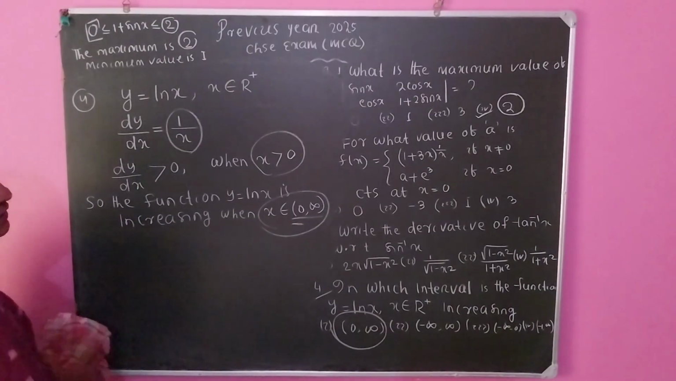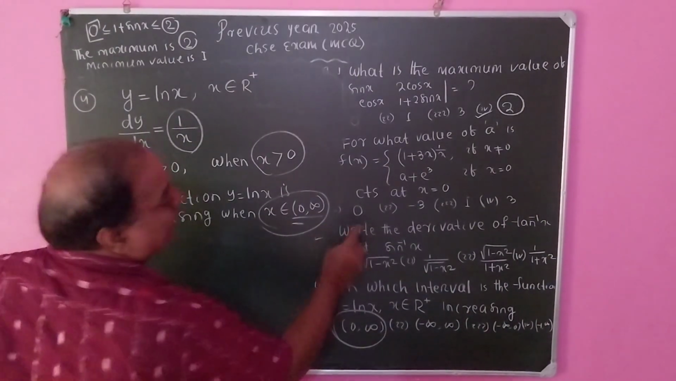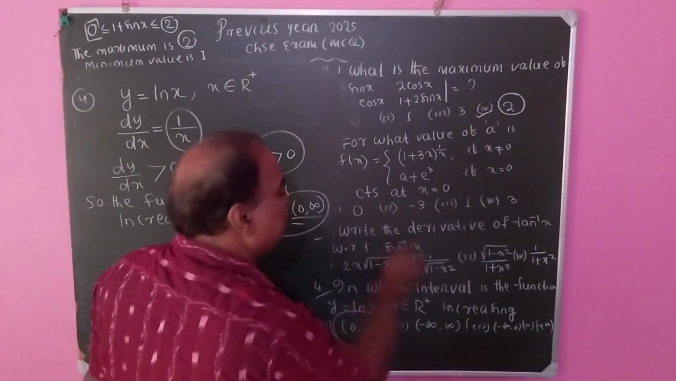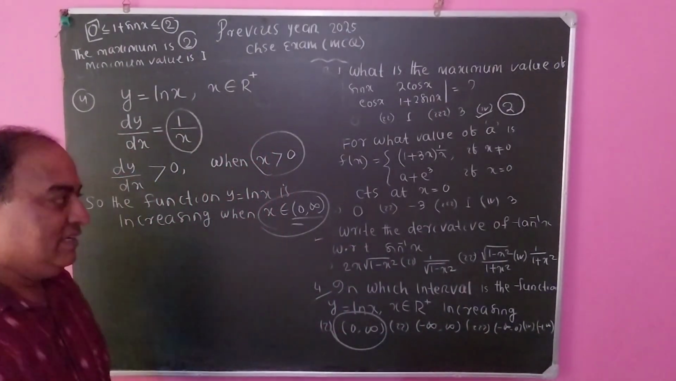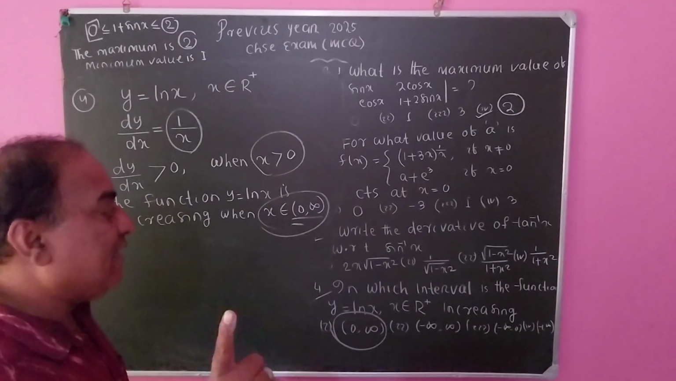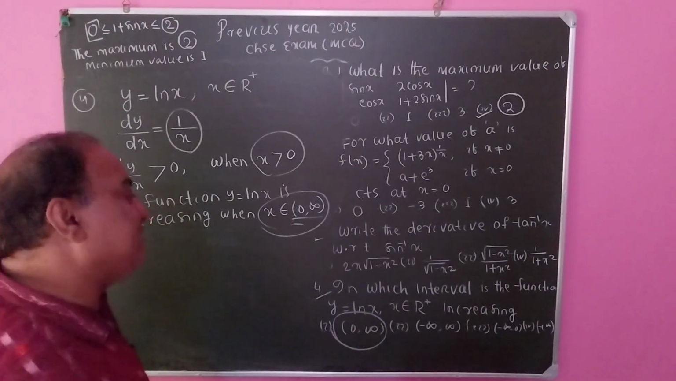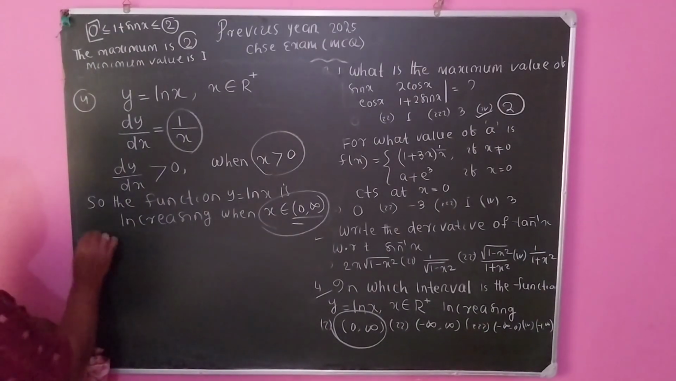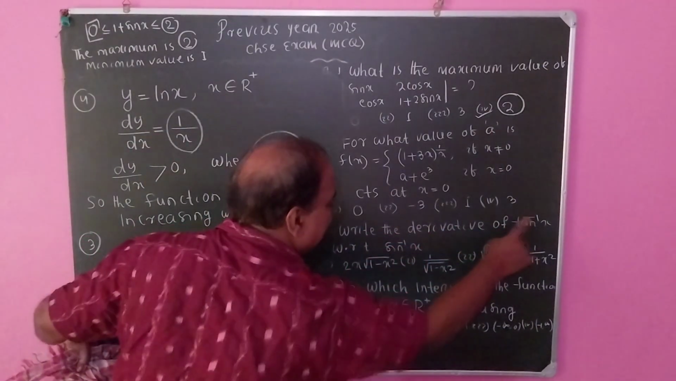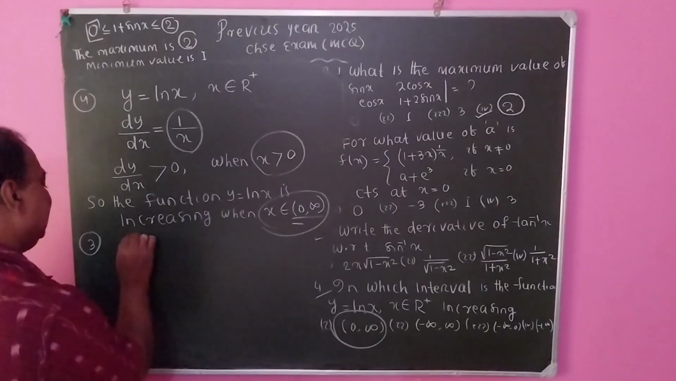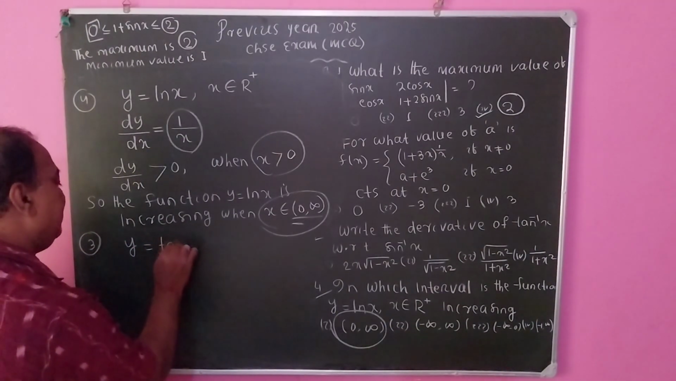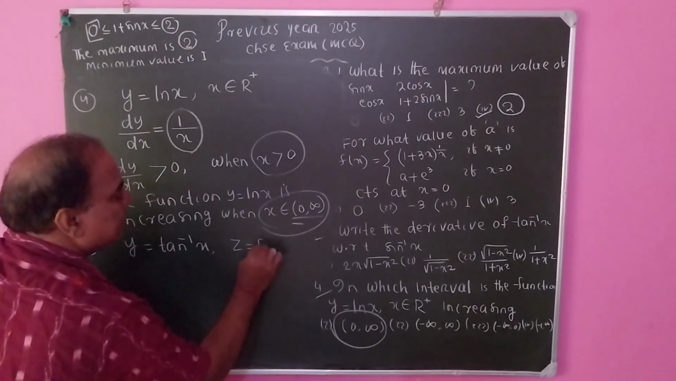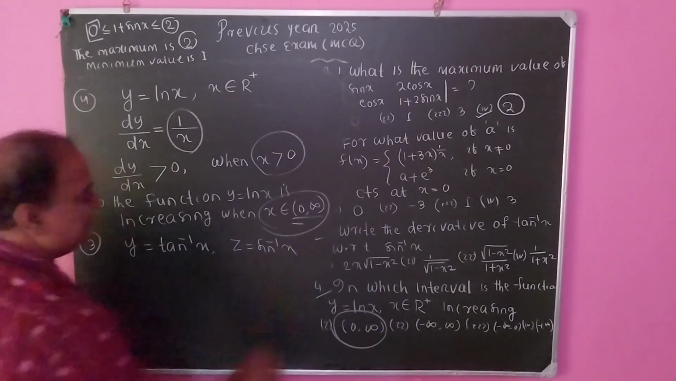Question number 3. Write the derivative of tan inverse x with respect to sin inverse x. Here it is one important question. How can you do it? First of all, you have to take this as y and this as z. Write down y is equal to tan inverse x, z is equal to sin inverse x.